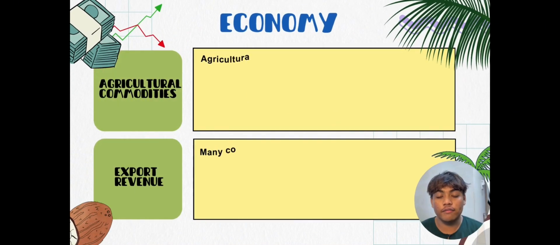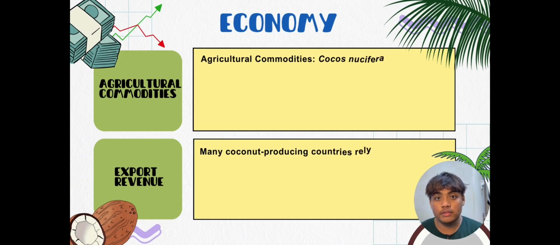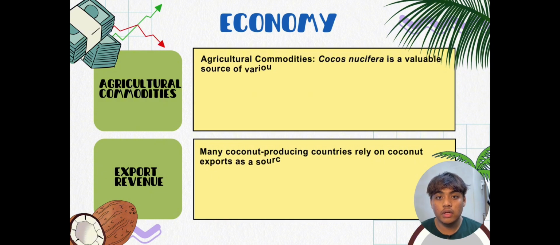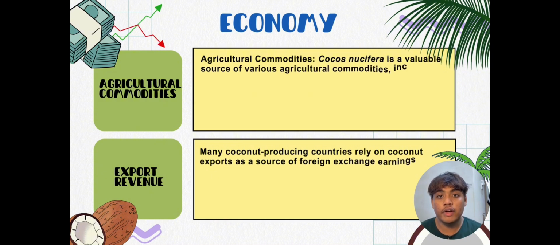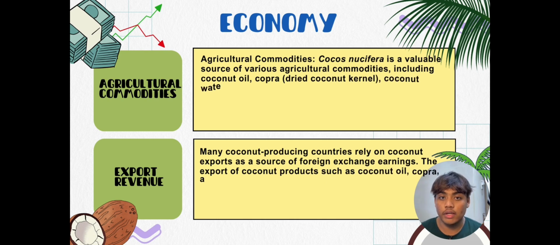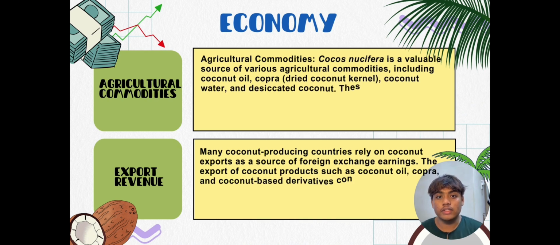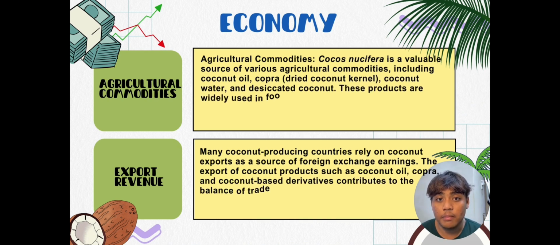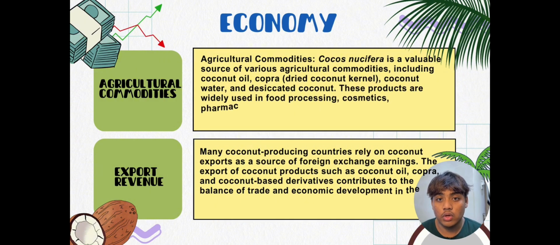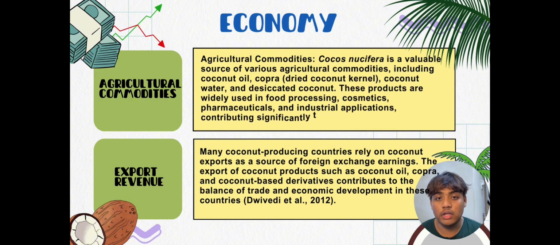In economy, we have two factors. The first one is agricultural commodities. We can use coconut in a variety of ways, such as coconut oil. We can use it in cooking. Virgin coconut oil is an extract from fresh coconut meat without chemical processing. Also, we can use it in cosmetics as a hair conditioner or moisturizer.